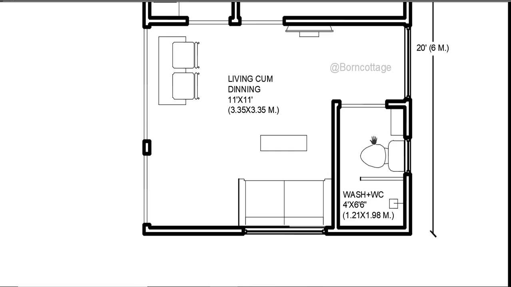water closet here. The size of the washroom is 4 feet into 6 feet 6 inches, in meter 1.21 into 1.98 meter. You can see here the wash basin, water closet, and the shower area, and we have a ventilator for ventilation of this washroom. Here are also 2 large size windows for ventilation of this area. After that we'll go inside.